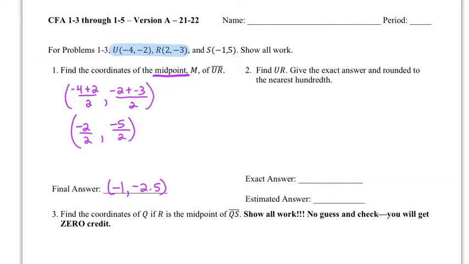For number 2, we are finding UR. Notice there's no bar over top, so I'm talking about the distance of UR, the length of that line segment UR. So in order to do that, we have to look at UR again. So we're looking at the same exact points that we did for number 1, but we're doing the distance formula. The distance formula is another formula you have to know.